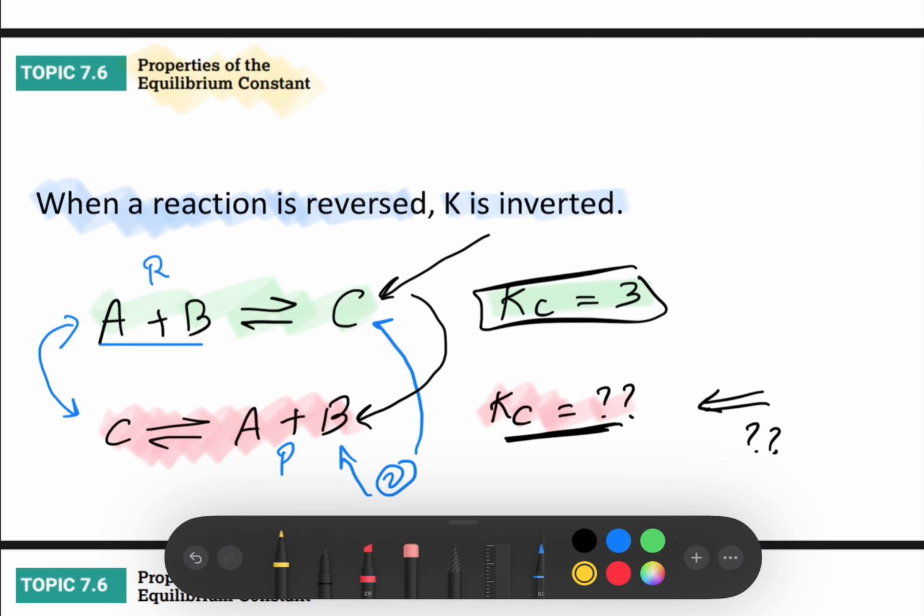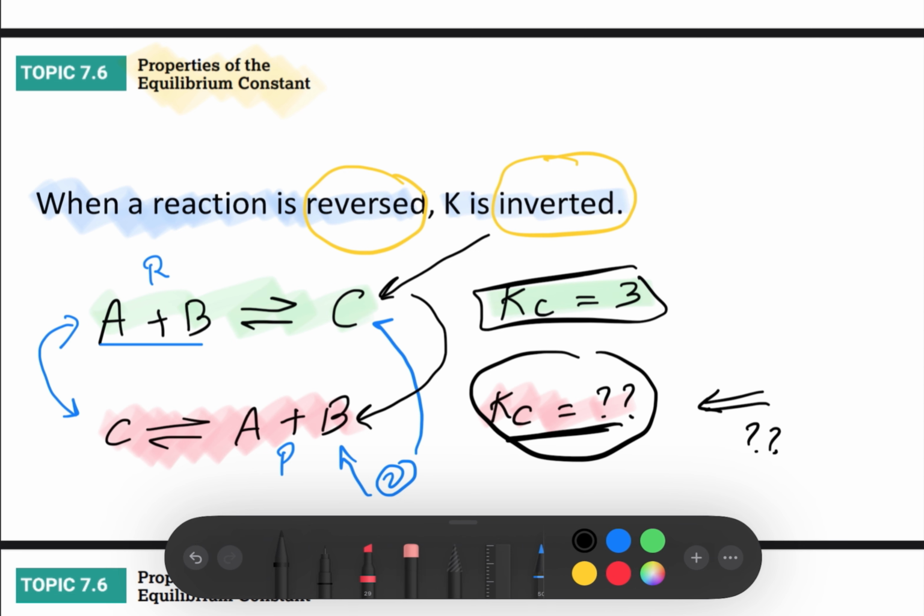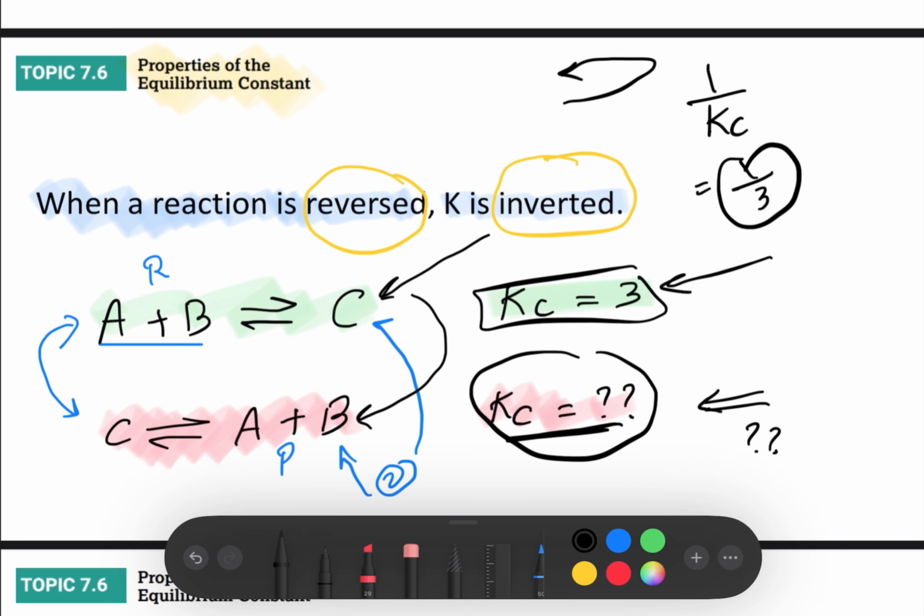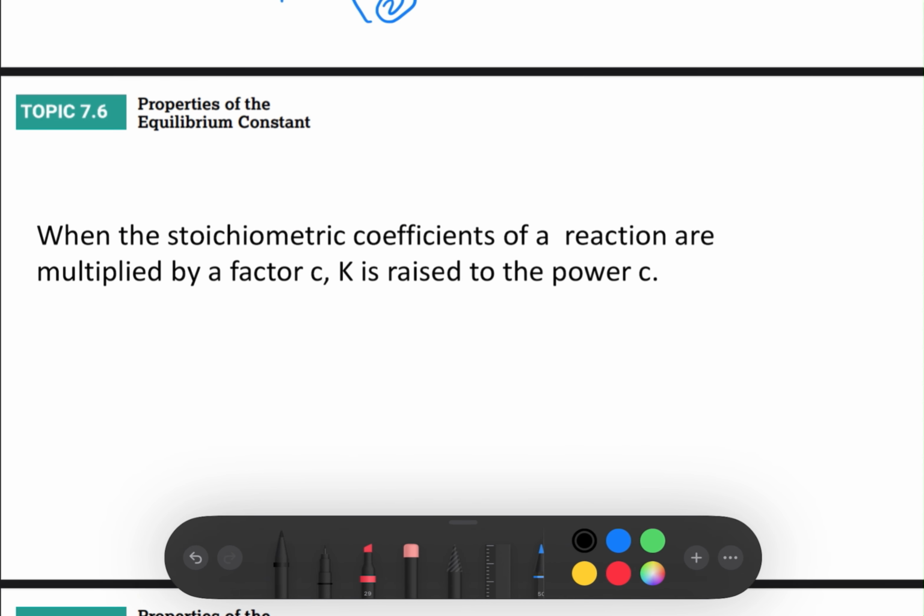The rule says if it's reversed, then the K value is inverted. What does it mean? It means that you have to take the reciprocal of the Kc. So if you flip the equation, you have to take the reciprocal of Kc. The value is going to be 1 over Kc, so it's going to be 1 over 3 for the unknown reaction.